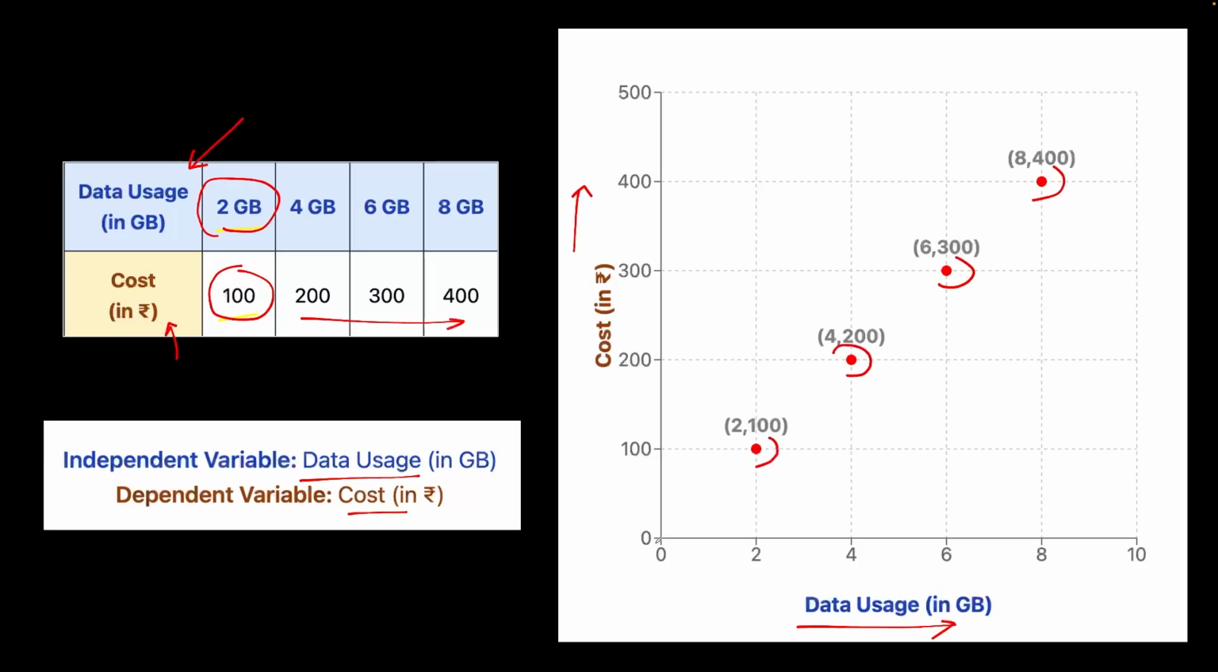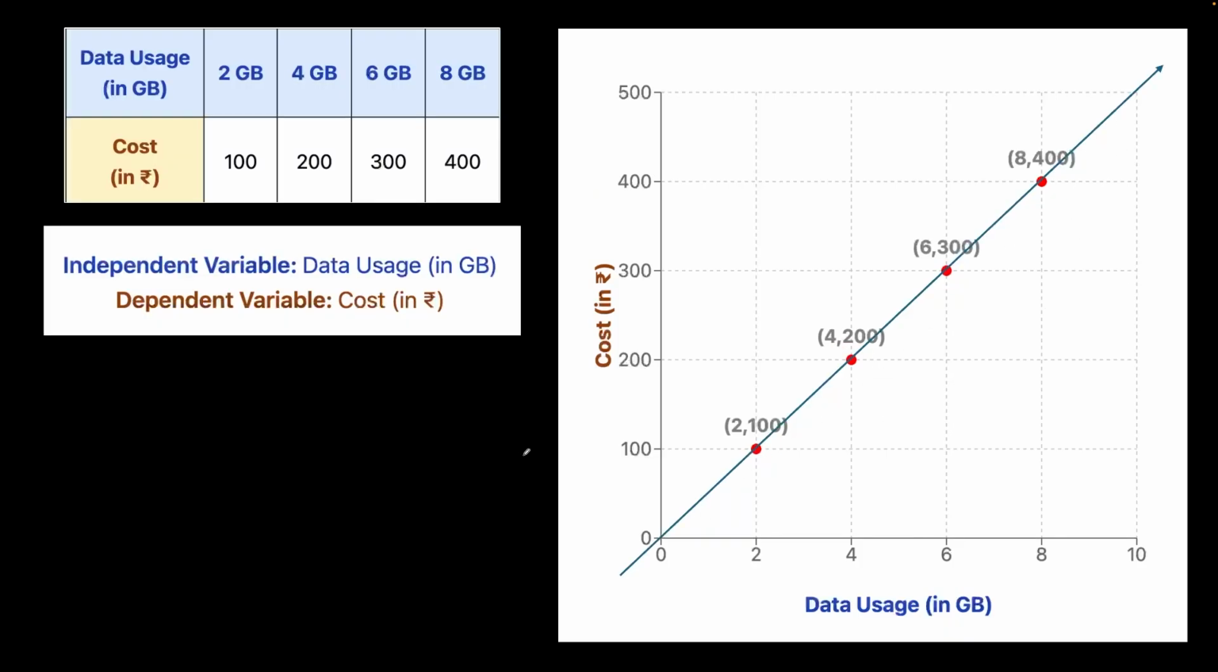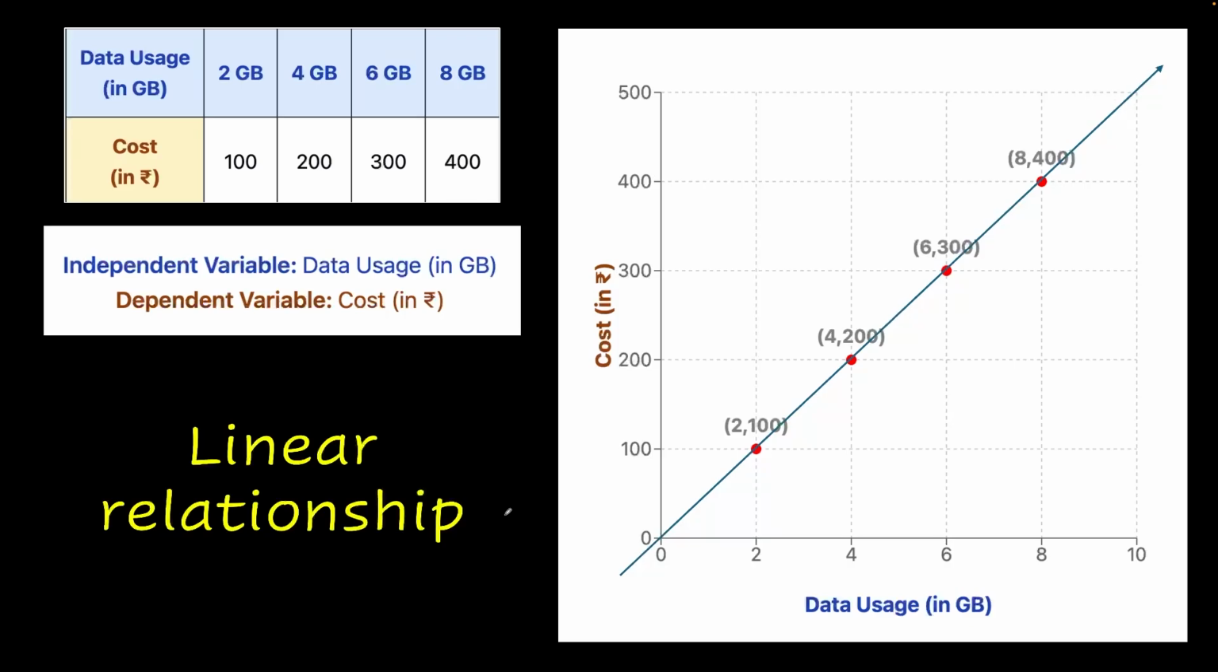Now what would happen if we joined all these points? We get a straight line. This is why this kind of relationship is known as a linear relationship. You can see line here, right? Line. The word linear comes from line. The relationship between the data usage and the cost is a linear relationship because you can draw a line between the points on the graph.